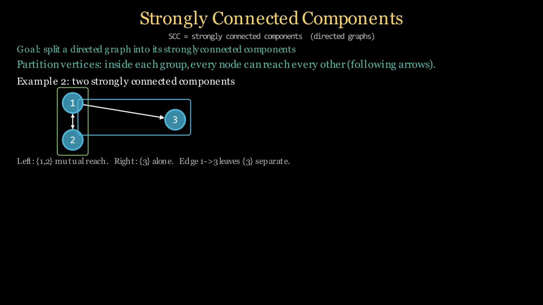Here 1 and 2 point to each other, so they can still reach each other both ways. Vertex 3 only points to itself for reachability inside its own group, and there is no way back from 3 to 1 or 2. So we get two strongly connected components, the pair 1 and 2, and the singleton 3.